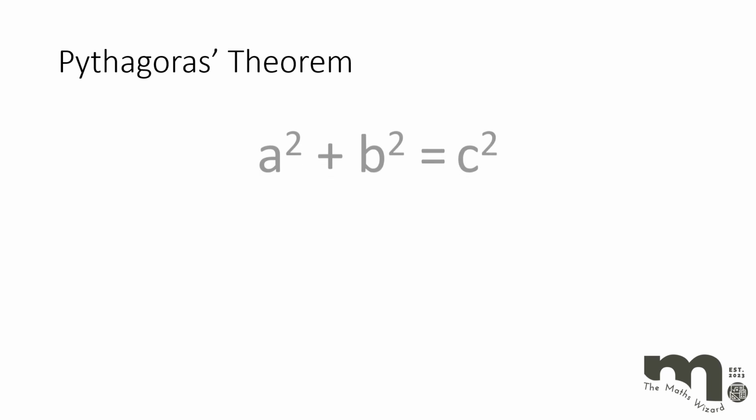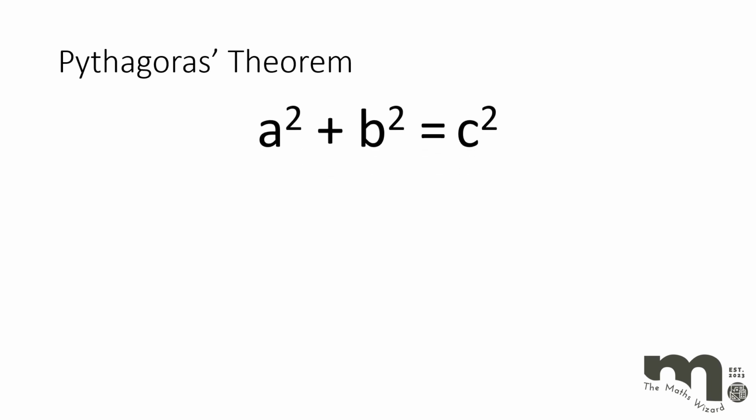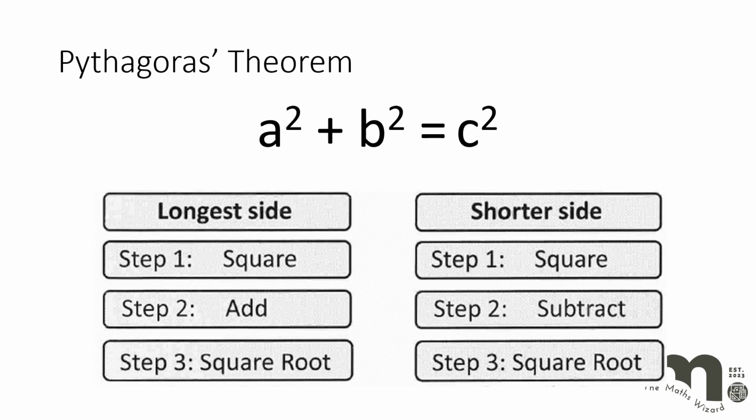Okay, so a reminder again, Pythagoras' theorem is a squared plus b squared equals c squared. Now we've looked at the first 2 examples of how to find the hypotenuse, how to find the longest side, but some questions might ask you to find the shorter side. So I'm going to draw your attention to this here. When you're finding the shorter side, the only difference is you square both of the sides that you know, and instead of adding them, you subtract them on this second step. And then the final step is the same, and you square root.